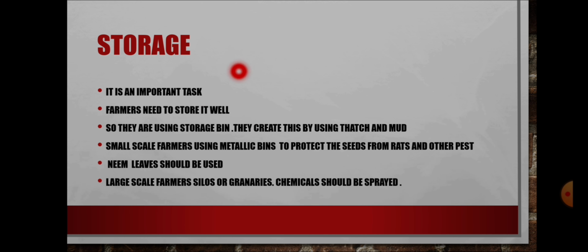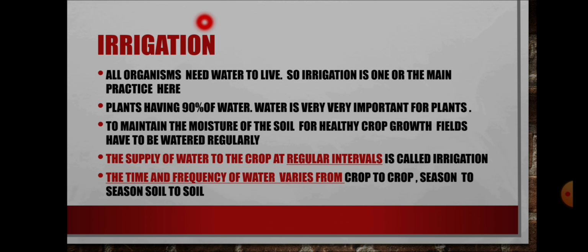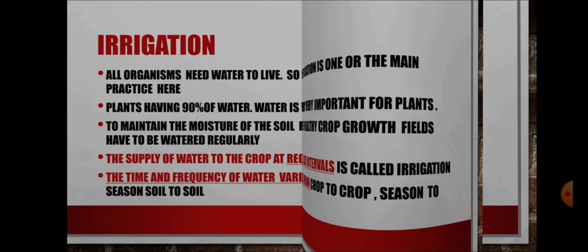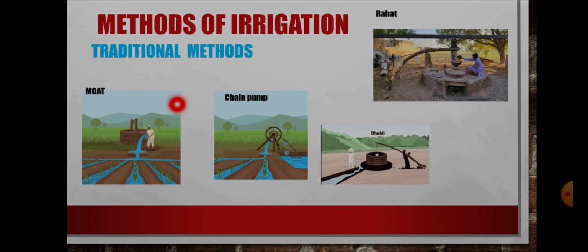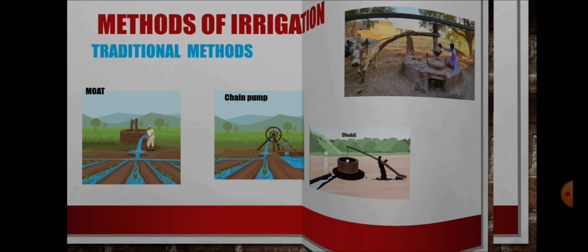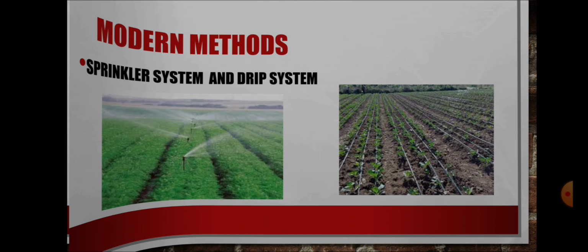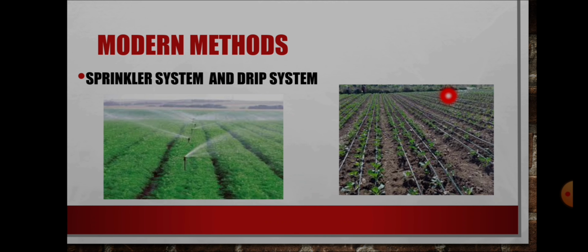So this is the last practice of agriculture. Let's recap what we saw today. What is irrigation: the supply of water to the crop at regular intervals is called irrigation. Then the sources of irrigation and methods of irrigation. These four are traditional methods, done manually by using humans or animals like bulls. And the modern methods are the sprinkler and drip systems.